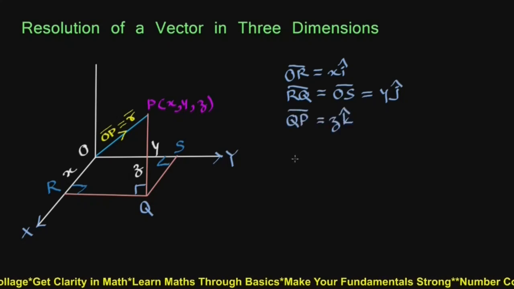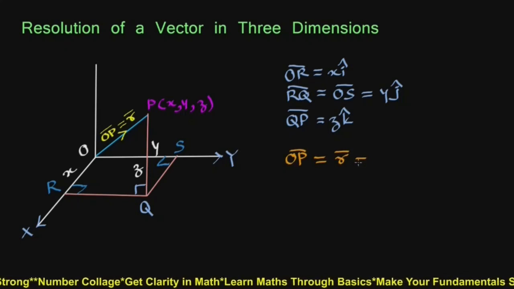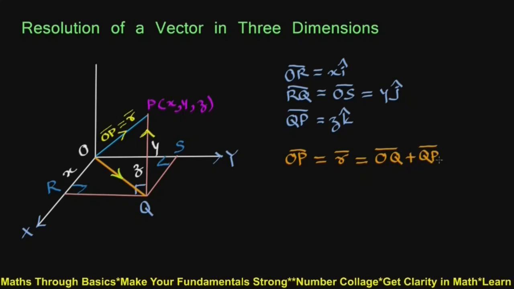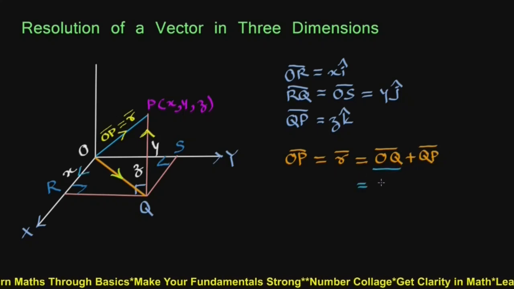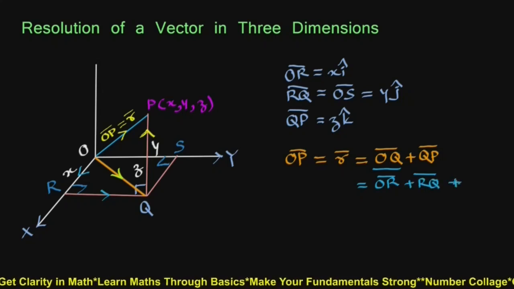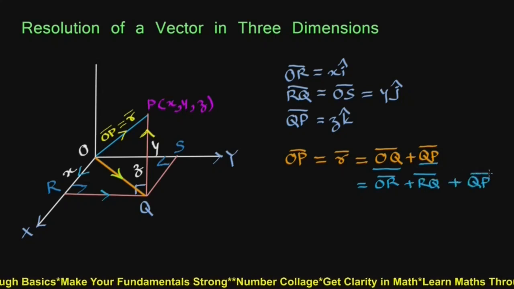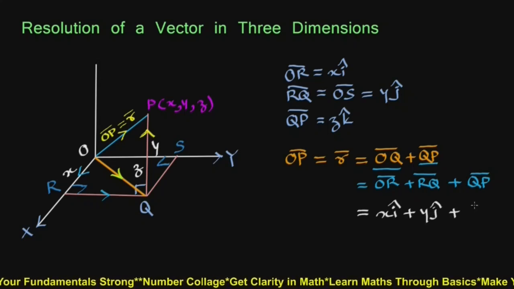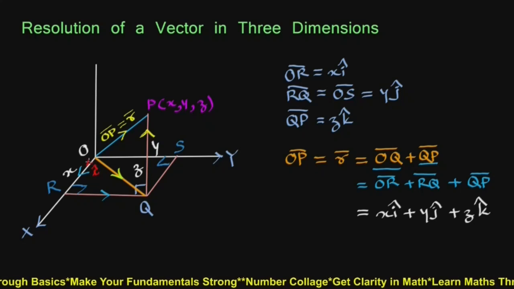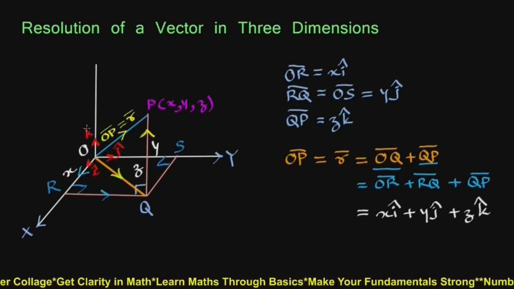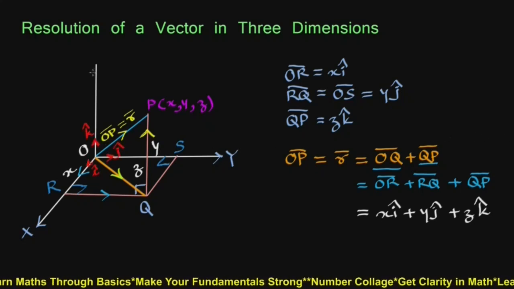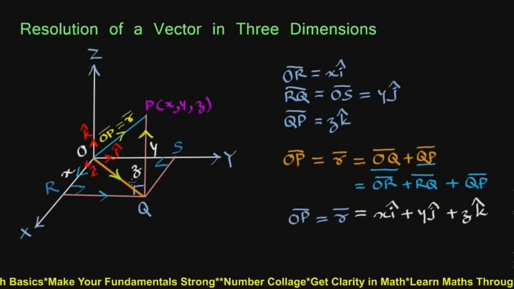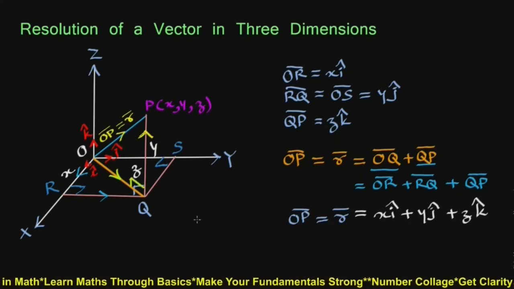Now OP bar equals R bar equals OQ bar plus QP bar. Now by triangle law, OQ bar is OR bar plus RQ bar, plus this QP bar, which is x i cap plus y j cap plus z k cap, where i cap, j cap and k cap are the unit vectors along x, y and z axis. Please note that angle OQP is a right angle.